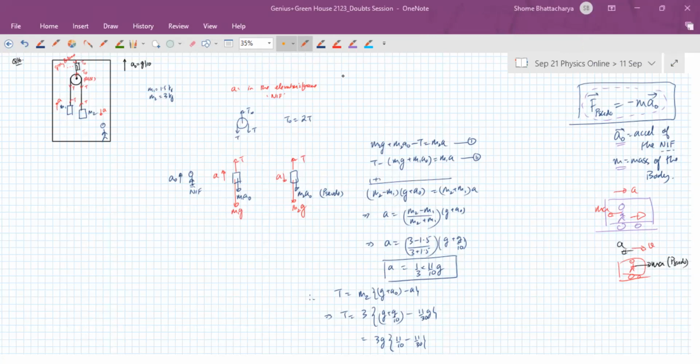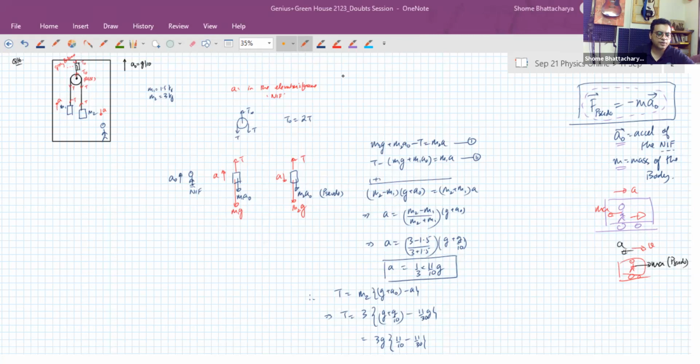That is a normal thing. If you're standing on a weighing machine inside a lift that's going up, the reading will not be your true weight. It will be more than your true weight because of that same effect. Because pseudo force pushes you down, so you appear to be heavier inside that lift. So same thing is happening to both the blocks. The effective weight, instead of mg, is actually becoming 11 mg by 10 because your a naught is g by 10.